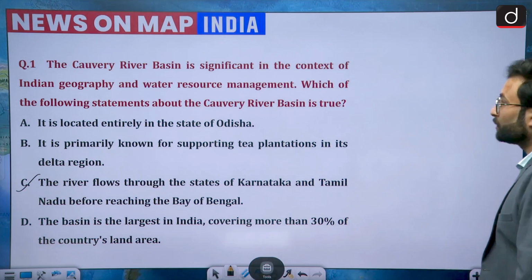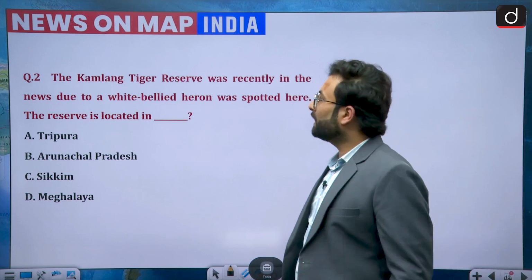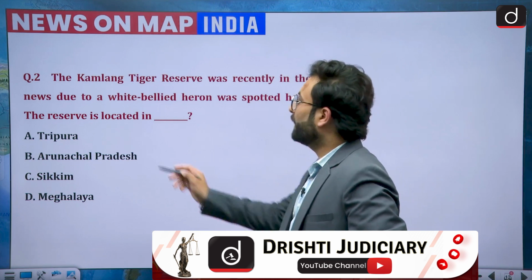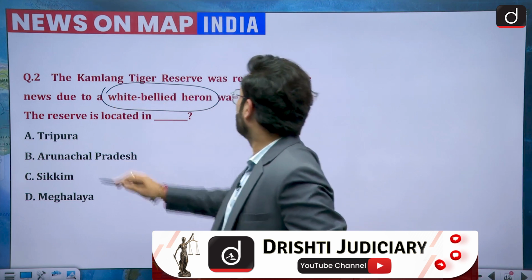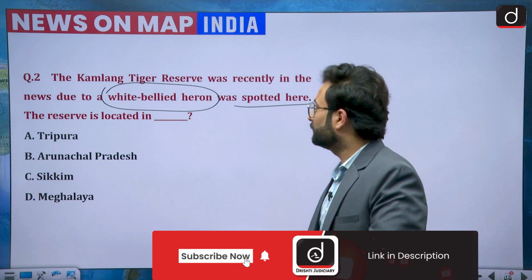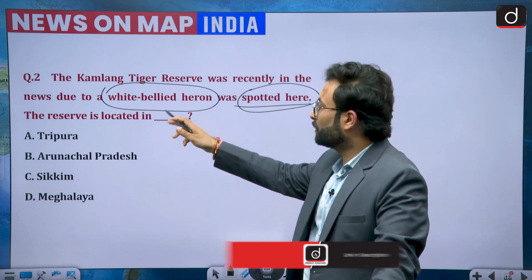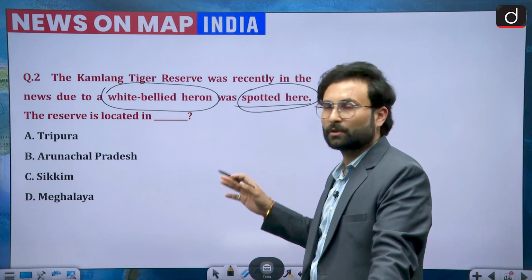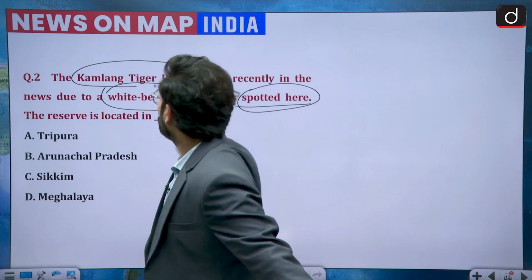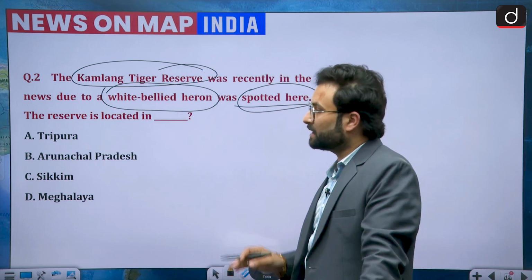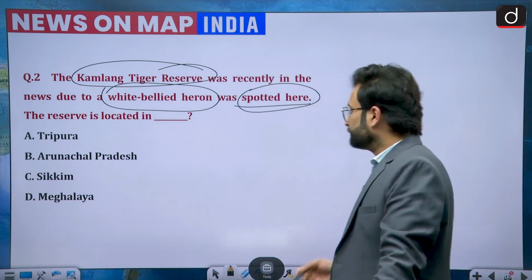Moving further, question number 2. The Kamlang Tiger Reserve was recently seen in the news because a white-billed heron was spotted here, okay. So news has been covered here only that this particular species, a white-billed heron, has been spotted in this particular tiger reserve, that is Kamlang Tiger Reserve. This reserve is located in Tripura, Arunachal Pradesh, Sikkim or Meghalaya, okay.